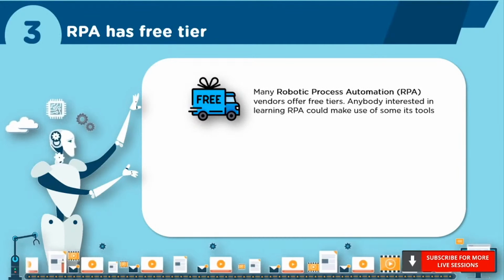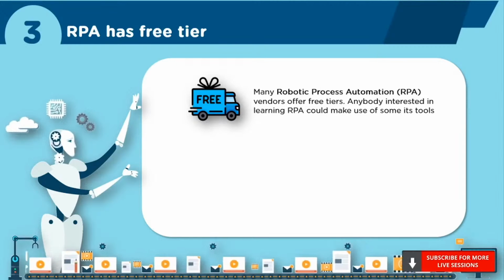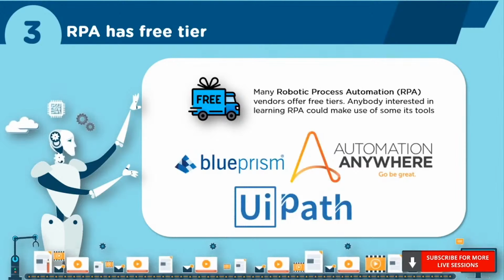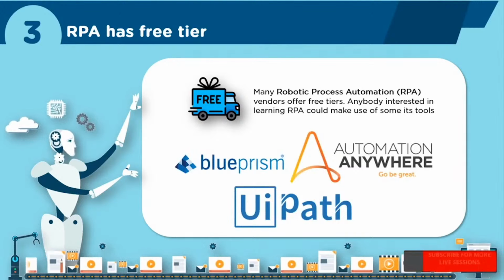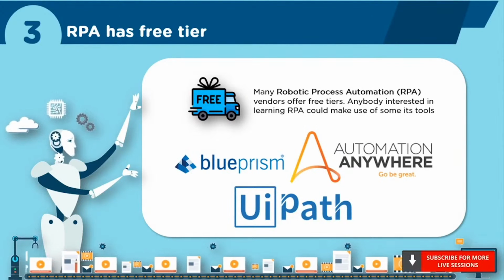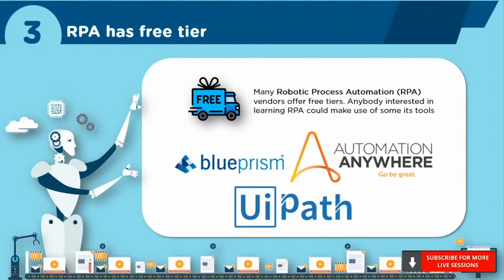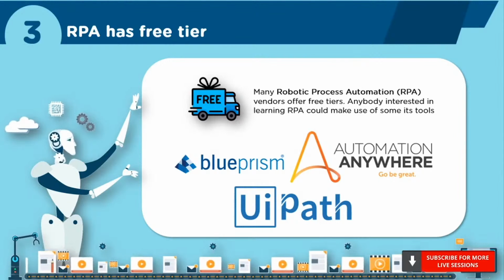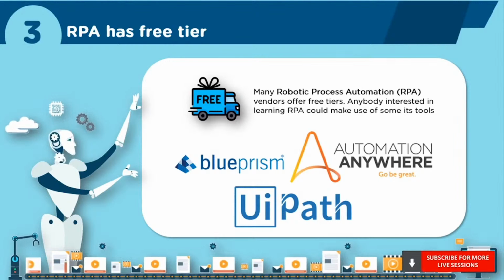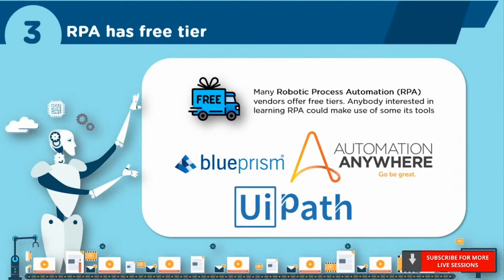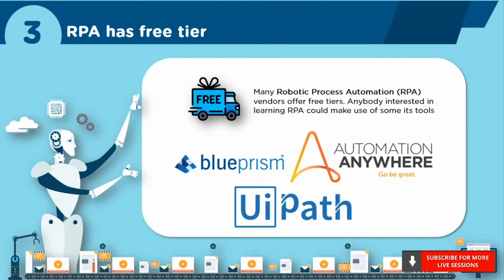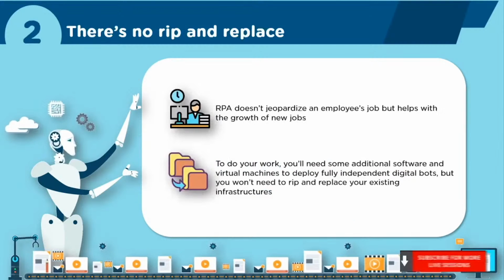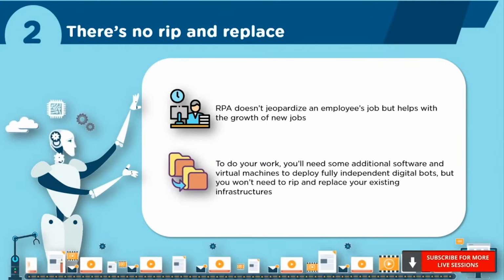RPA has a free tier. Many RPA vendors offer free tiers. Some of these vendors are Blue Prism, Automation Anywhere, UiPath, among others. These RPA software vendors are offering high RPA software, notably UiPath with their Community Edition and WorkFusion with their RPA Express. This helps lower the total cost of ownership. There's no rip and replace.